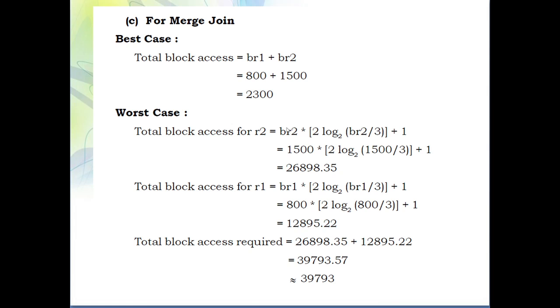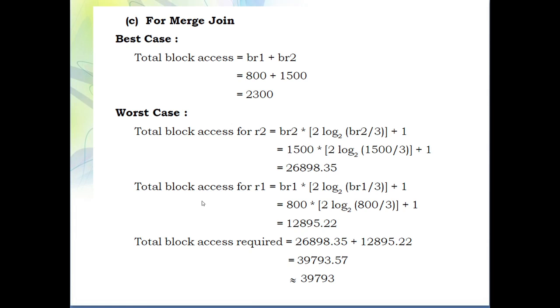What is the value for br2? 1500 into 2 log base 2, 1500 divided by 3 plus 1. If you calculate this, you will get the value 2689.35. That many block accesses are required to access the relation R2.